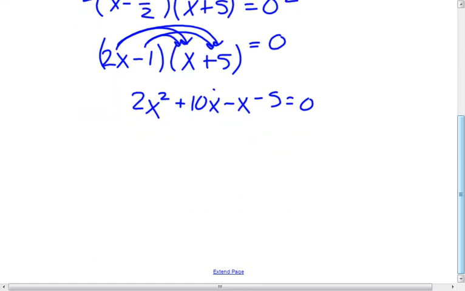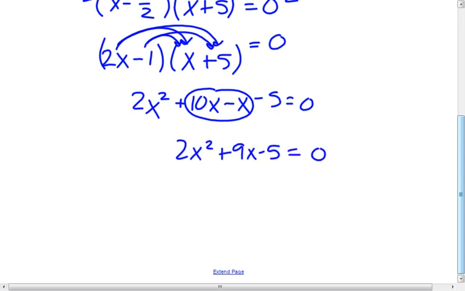Okay, and then obviously you can combine these two, and you're going to get 2x squared plus 9x minus 5 equals 0. So this is really what I'm looking for. This is what the equation for the parabola would be, or the expression of it. Okay?